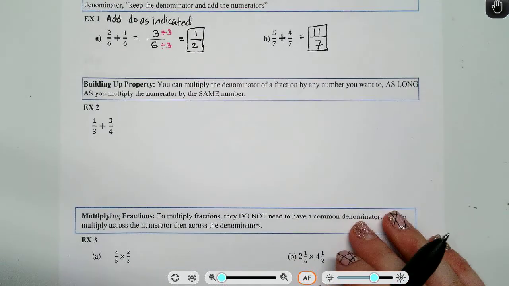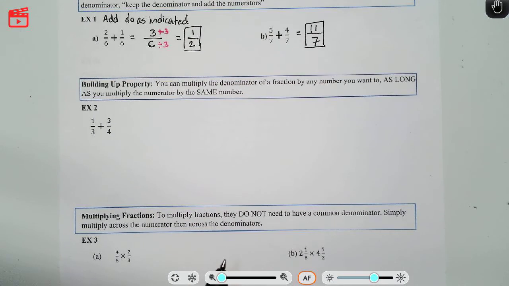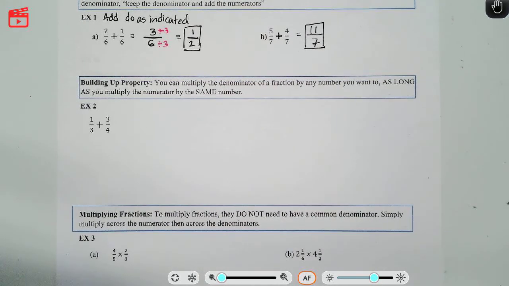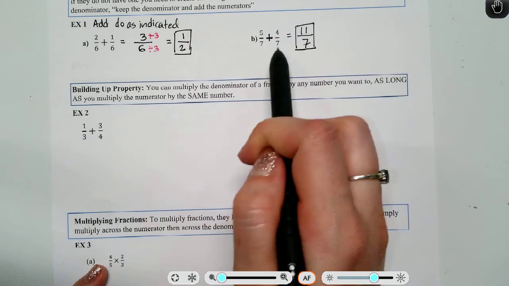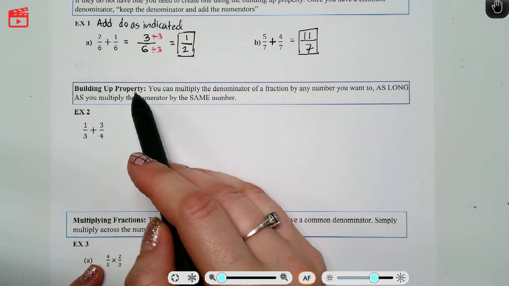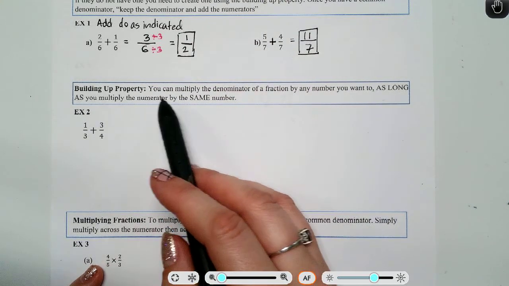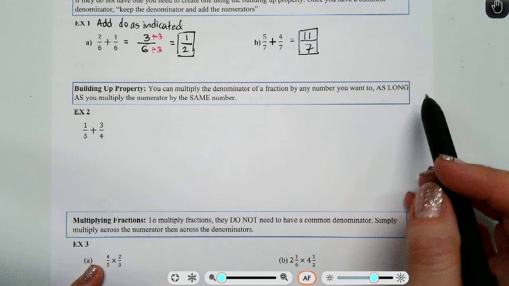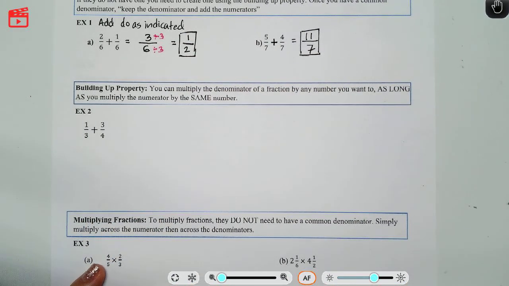All right, so what happens if we do not have the same denominator? Okay, that's a good question. If we don't have the same denominator, we can't add them, but we want to add a fraction. So the plan is, if we do not have the same denominator, we're going to use the building up property. Okay, so what is the building up property? Well, you can multiply the denominator of a fraction by any number you want to, as long as you multiply the numerator by the same number.